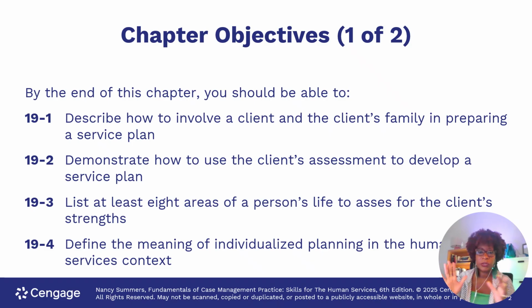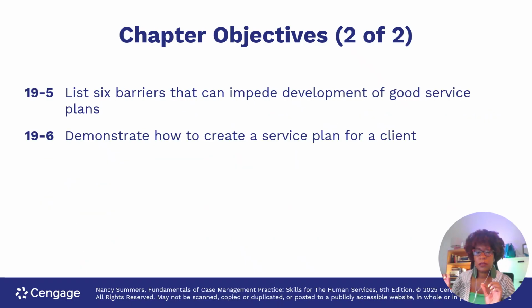But what we're going to do in general is just look at what it involves, describe how to involve a client and the client's family in preparing a service plan, and demonstrate how to use the client's assessment to develop a service plan. We're going to talk about some of the areas in which you are going to assess. There it talks about strengths, define the meaning of individualized planning in the context of human services, list six barriers that can impede development, and we probably won't do that one, and demonstrate how to create a service plan. So that's the one that we will focus on as well.